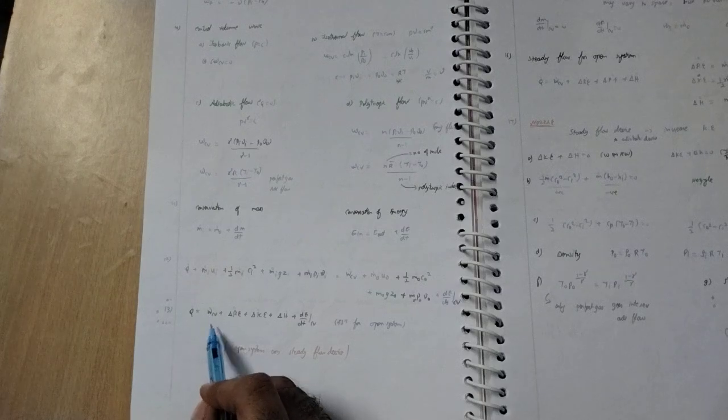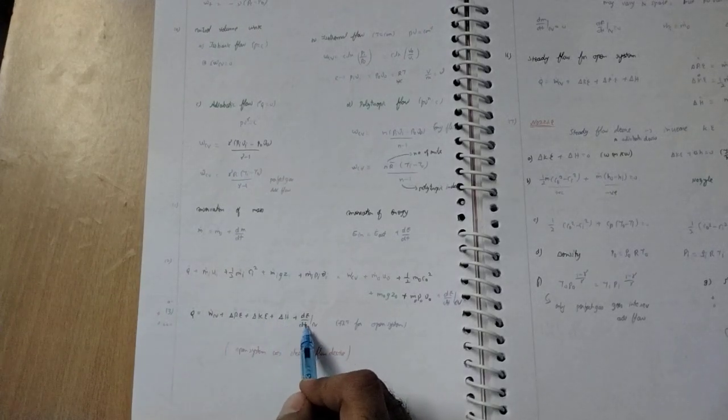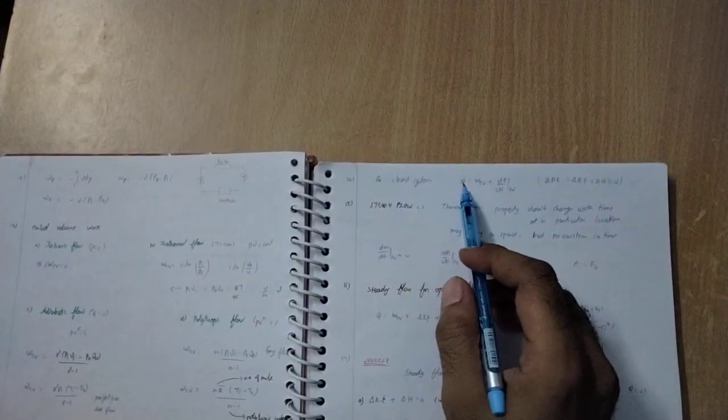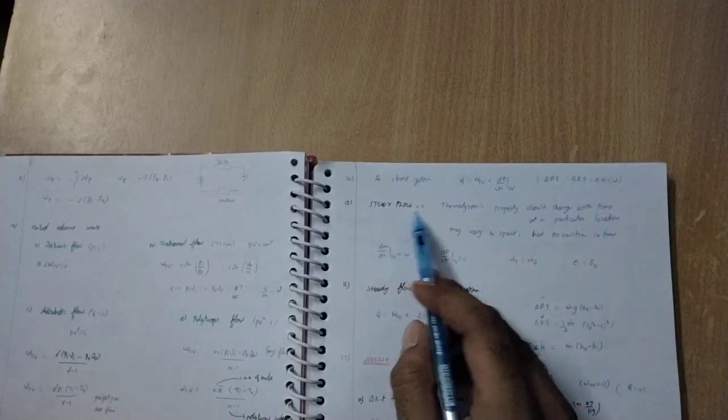Okay, Q dot is represented per specific volume, meaning specific means divided by mass. So Q dot also depends on time. Q dot equals W dot of CV plus change of potential energy, change of kinetic energy, change of enthalpy, plus dE by dt of control volume. For a closed system, Q dot equals W dot of CV plus dE by dt of control volume.